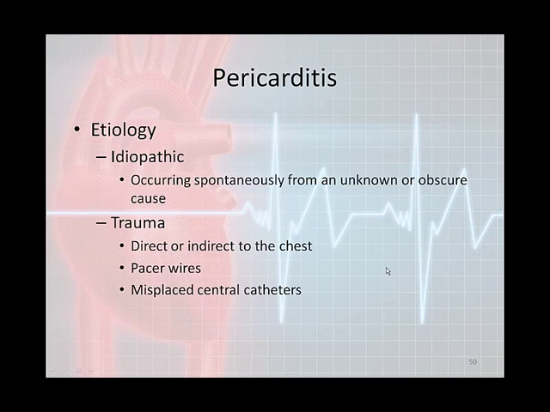Some causes of pericarditis. The first one I want to talk about is something called idiopathic, which basically means that the person is developing pericarditis and they don't know why. It's just a spontaneous form of pericarditis of unknown cause. Trauma could actually cause it, by direct or indirect trauma to the chest, blunt trauma to the chest. Pacer wires could make their way and punch through the ventricle, or the atrium, depending on where the pacer wire is, and damage the pericardial sac. Misplaced central catheters. It's very easy to sometimes go through a blood vessel and not realize it with a central catheter, and you could damage the pericardial sac.